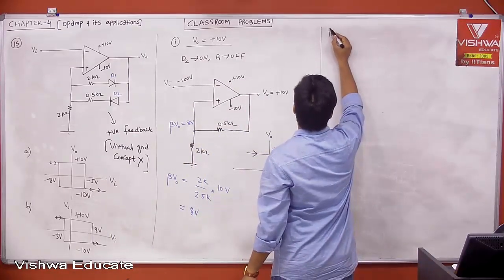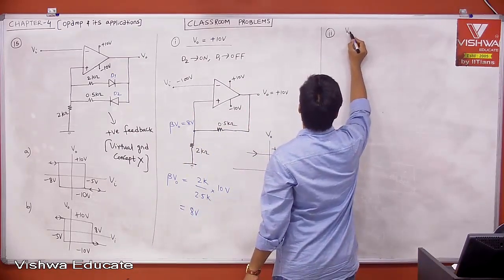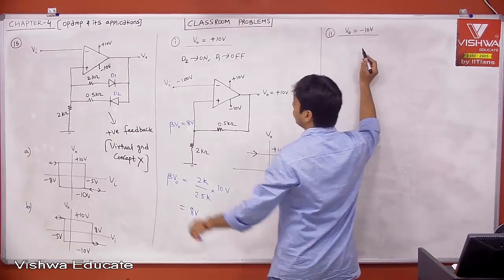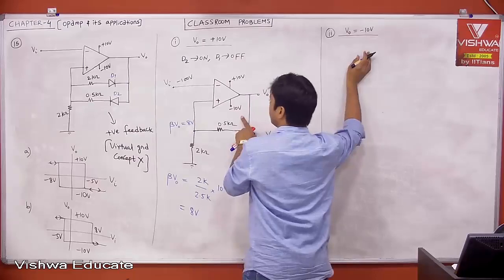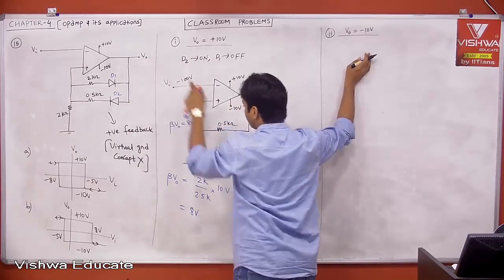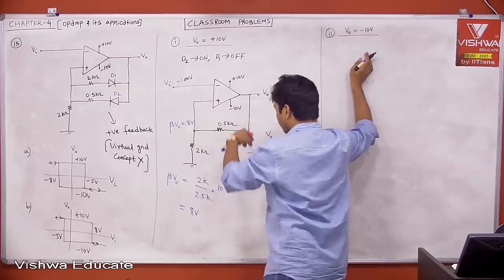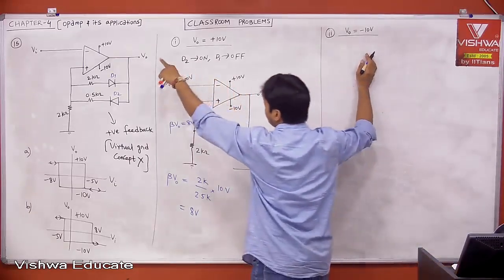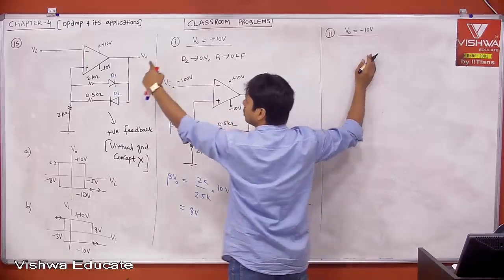Now case 2. Now V0 is equal to minus 10 volt. When V0 is equal to minus 10 volt, this is the original circuit, not this. This is derived from the circuit assuming V0 is 10. When V0 is 10, this is the circuit. But from this only we got to know that there is a switching from plus 10 to minus 10. When output is becoming minus 10, don't use this circuit. We have to go to the original circuit.